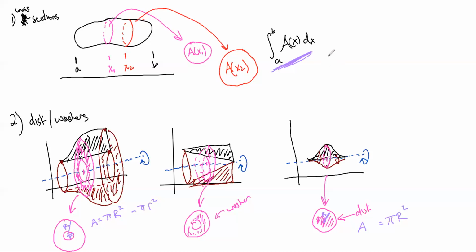Now, this is all in contrast to cylindrical shells. We've noticed now that the discs and the washers are both just secretly the cross-sectional slices again, just where our cross-sectional slices are nice circles or annuli. The cylindrical shell method is something completely different. So, cylindrical shells.